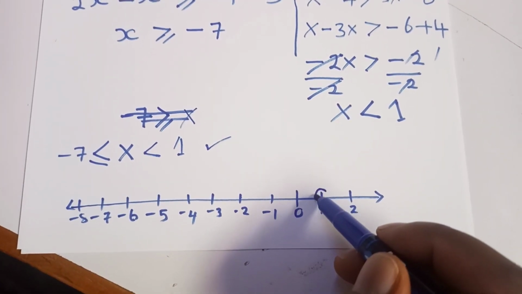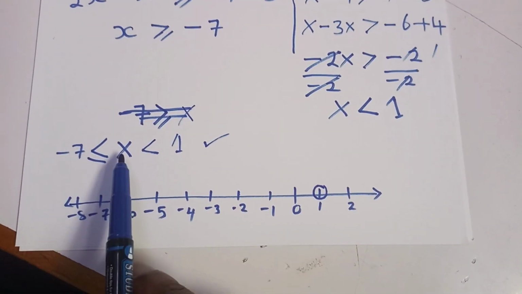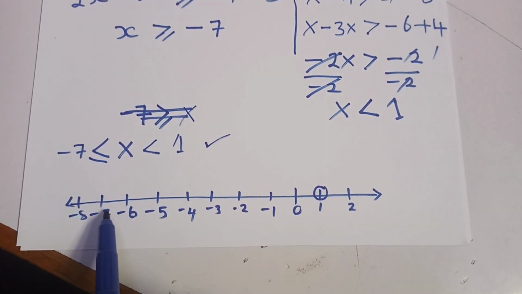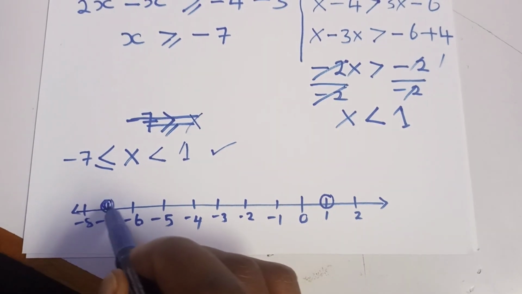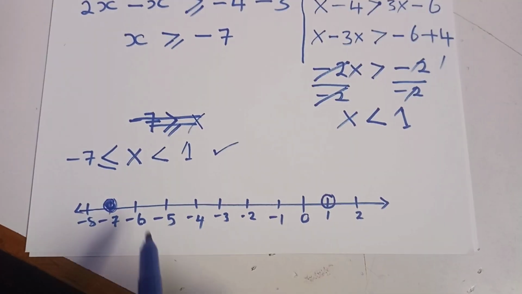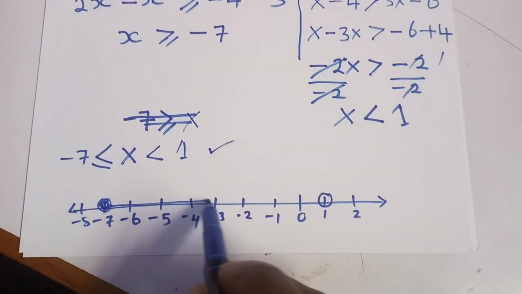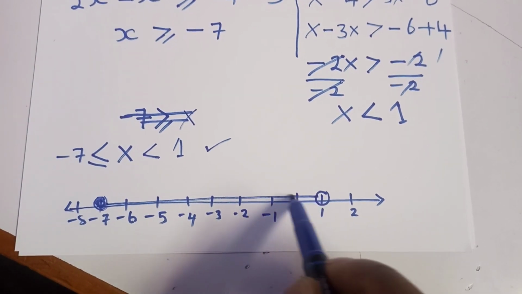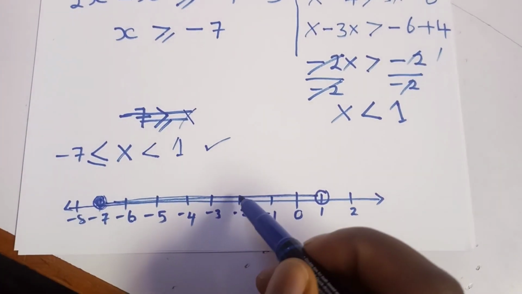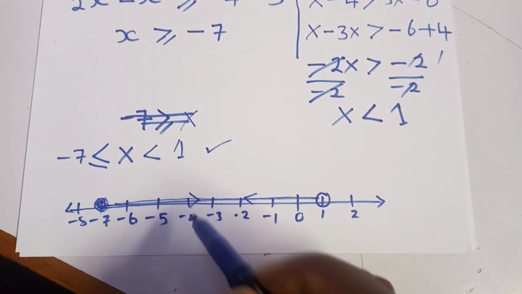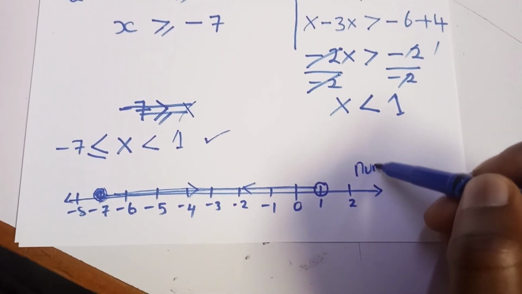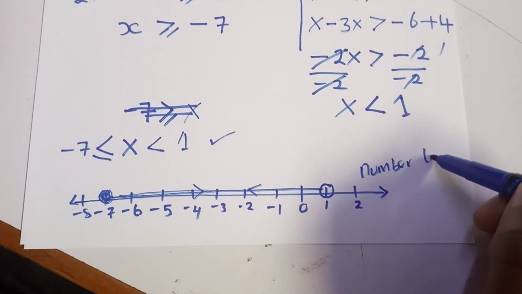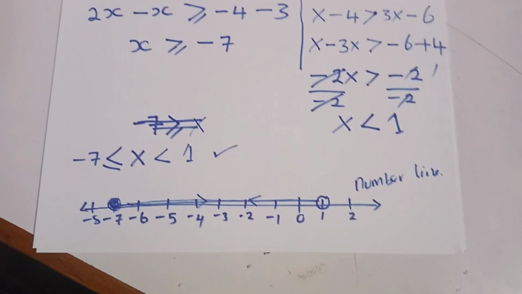So x less than 1: at 1 we are going to circle that point. x greater or equal to negative 7: we are supposed to circle and shade because of the 'or equal', greater or equal. So the part that is greater is negative 7 towards 0, and the part that's less than 1 is towards 0 at the same time, and then we indicate the arrows, and that is the solution represented on a number line.